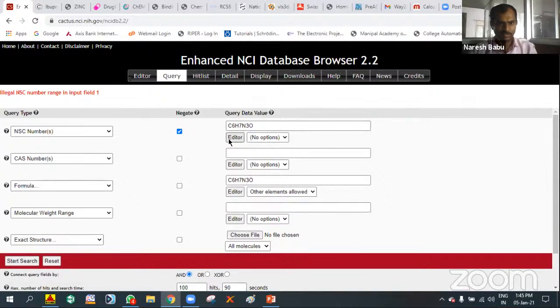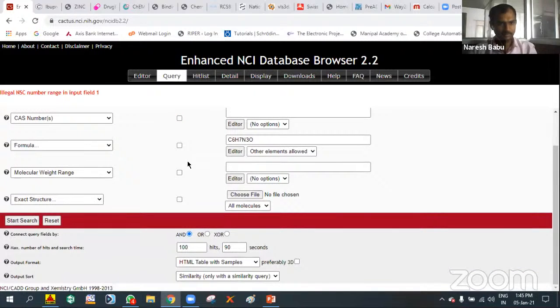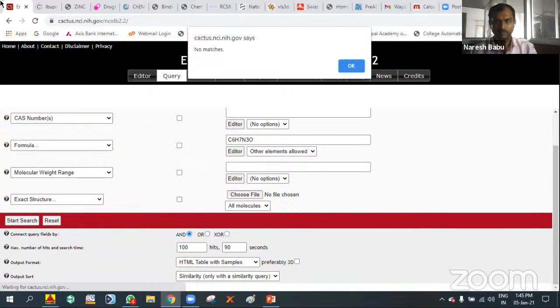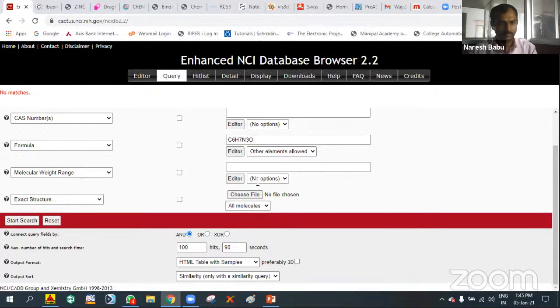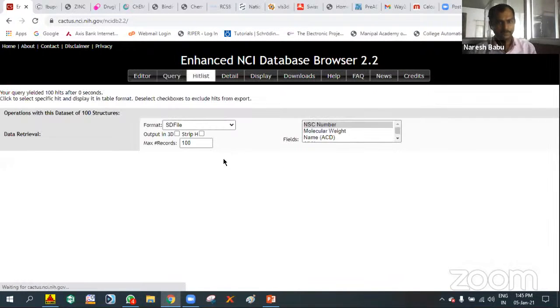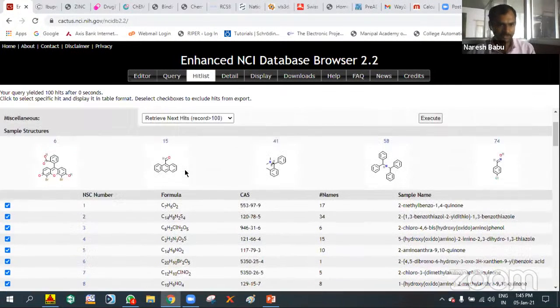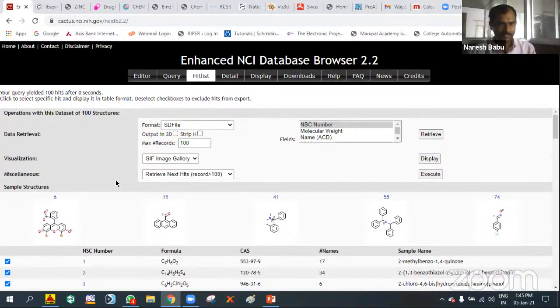So some error is coming. Actually, the similar formula containing compounds should come, but it is showing different. Some parameters I am missing here.